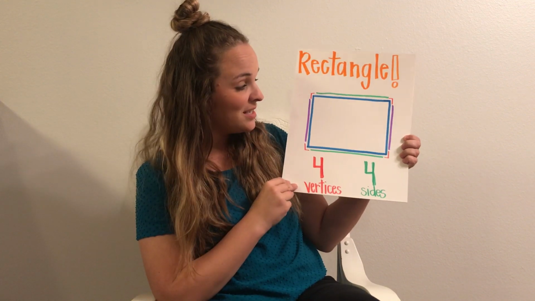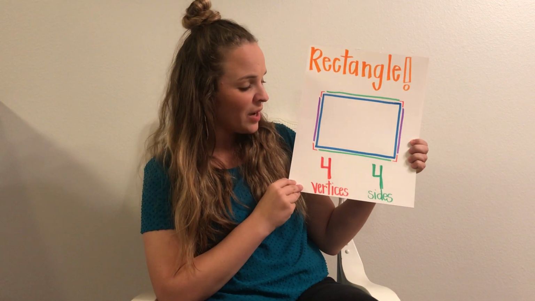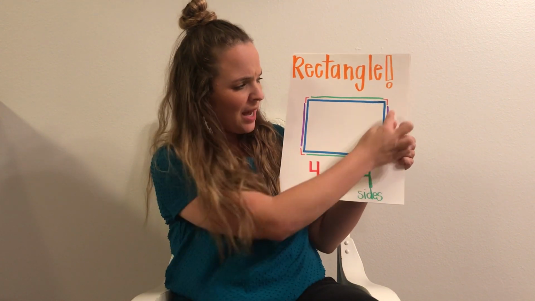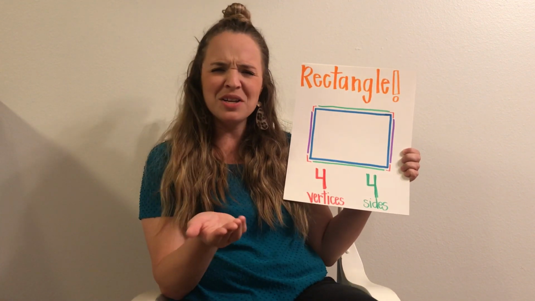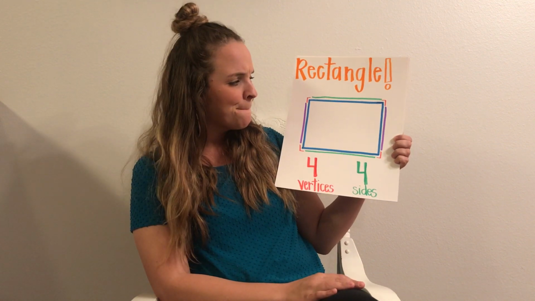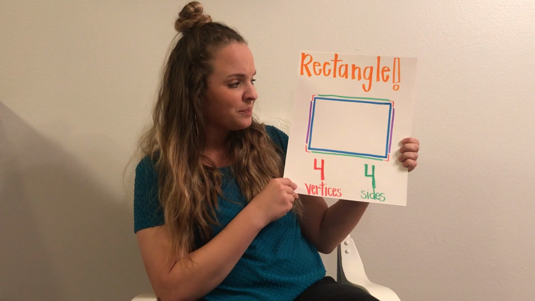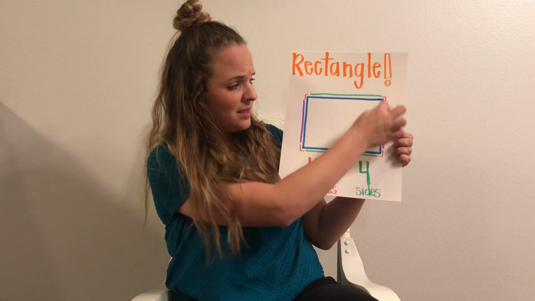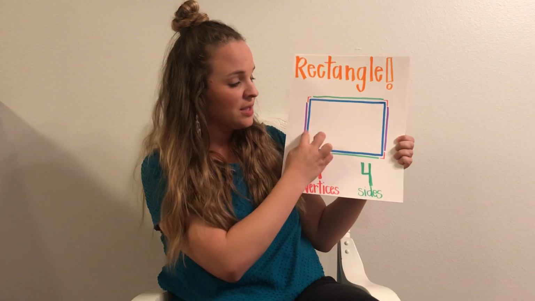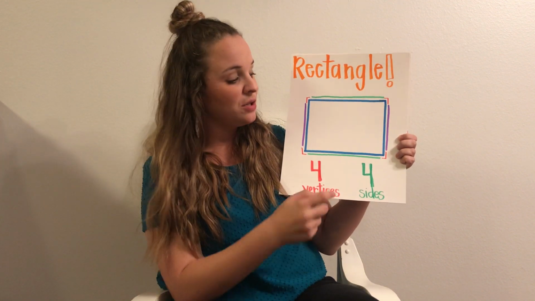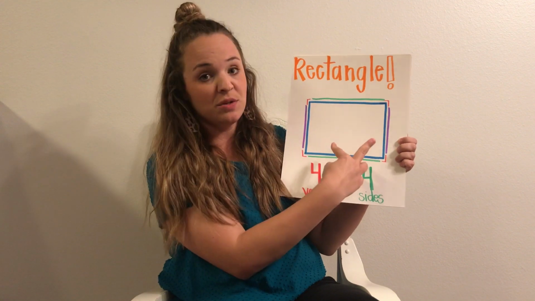4 sides. Now, if you take a look at this rectangle, I drew green lines on the top and the bottom, purple lines on the 2 sides. Why would I do that? Do you know? Any guesses? Well, for a rectangle, the sides on these 2 sides are the same size, and the sides on these 2 sides are the same size. So usually 2 sides are long and 2 sides are short.